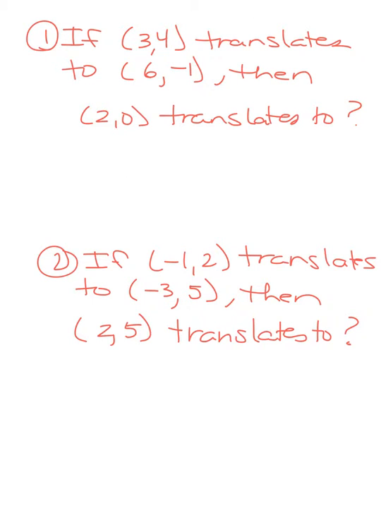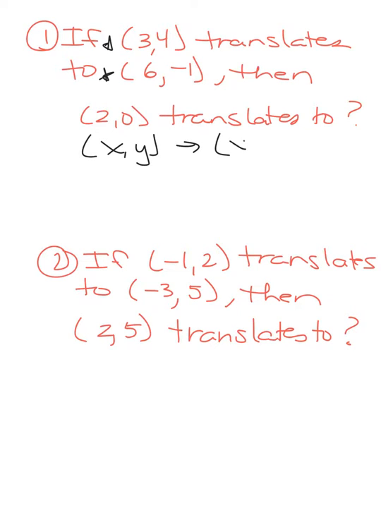Continuing with some different ways to look at translations, this next statement says if the coordinate 3, 4 translates to 6, -1, then 2, 0 translates to what? So again, I have to figure out what the movement is. So I started at 3, 4, and I went to 6, -1. So it might be helpful first to just write what the translation is.